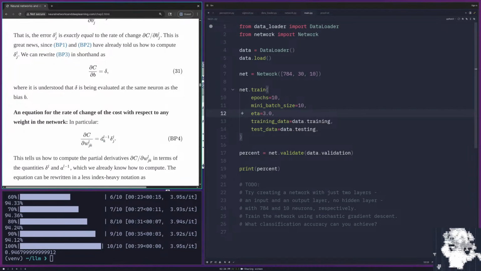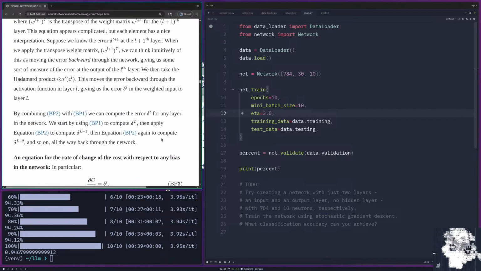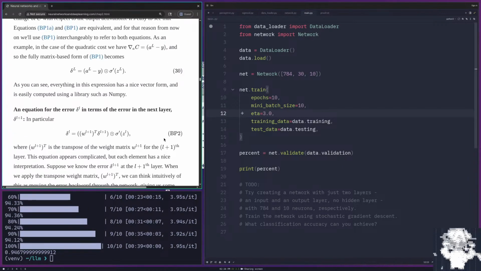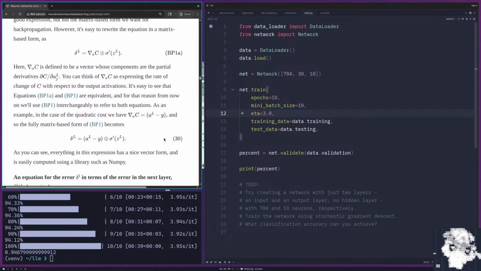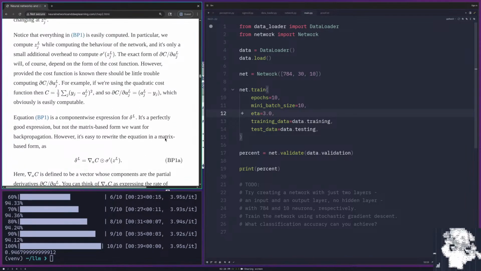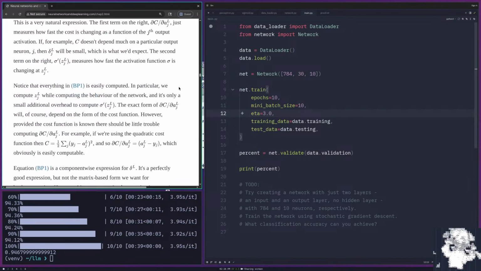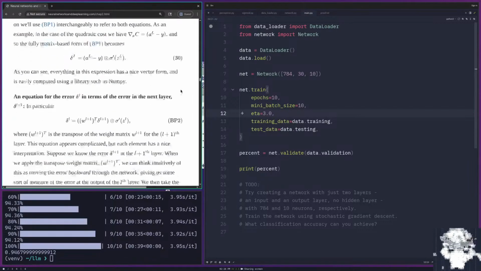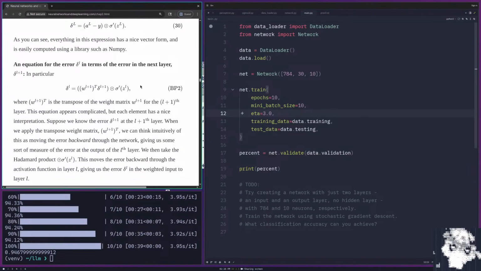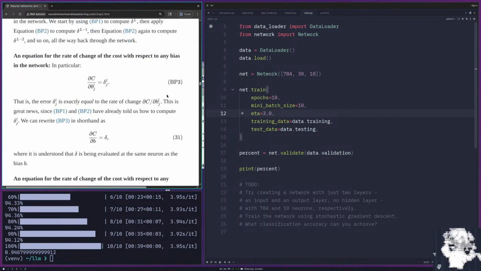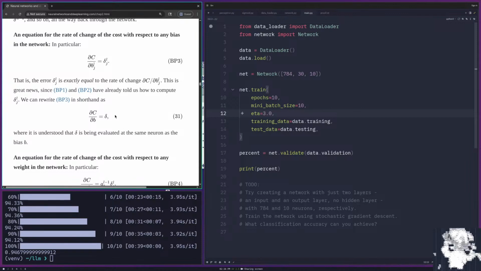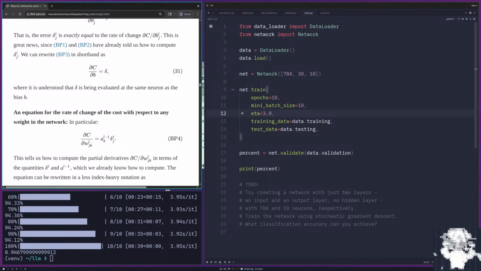Yeah. The thing is, BP1 to BP4 are the only things that I don't quite understand. I do understand BP1, actually. BP1 makes sense. BP2 to BP4, I don't have a full grasp of yet. I understand the equation. I don't understand why it's right fully.